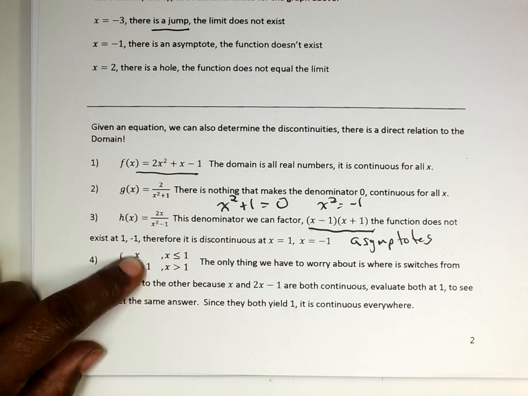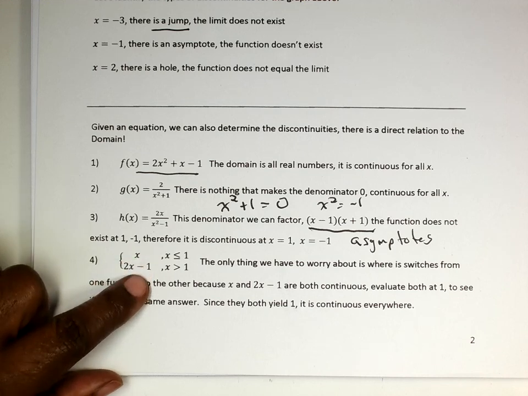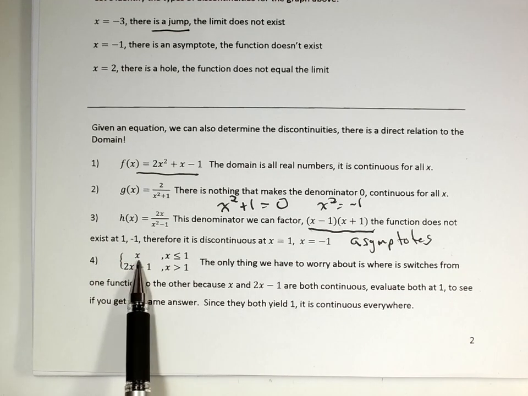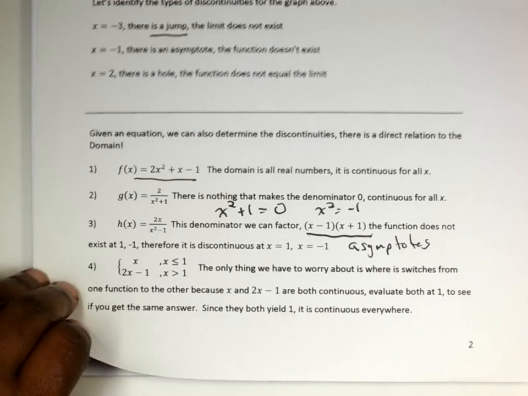So the only thing that is going to give us a problem is when it jumps from one function to the other. So if I plug in 1 to the first one, I get 1. And when I plug in 1 to the second one, I get 2 times 1 is 2 minus 1 is also 1. So therefore, because I get the same thing for the limits and the function value is the same, this is going to be continuous at 1. So this number 4 is continuous everywhere.